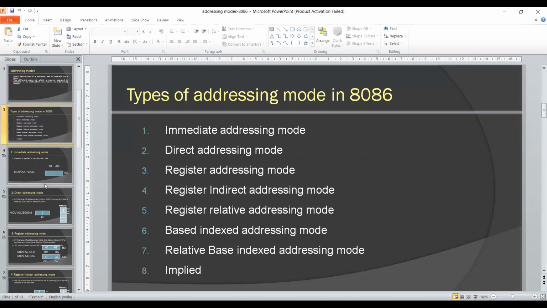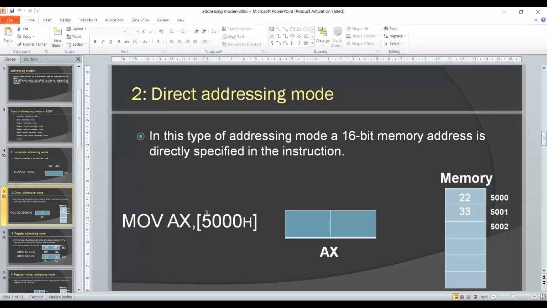So in the last class, we have covered these first three: immediate addressing mode, direct addressing mode, and register addressing mode. In direct addressing mode, the address is specified in the example. 5000H is the address of the operand. This is the effective address because the physical address of the 8086 microprocessor has 20 bits. We calculate it by adding this effective address to the data segment register value.